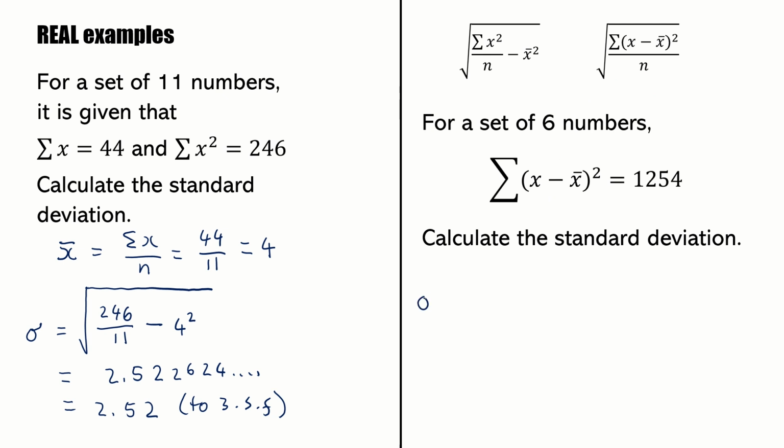So actually it's going to be quicker this time, because all we've got to do to calculate the standard deviation is do sigma of x take away x bar all squared, which was 1254, divided by n, which this time is the number 6, because we've been told there were 6 numbers in the data set, and then we've got to square root all of that. If we type that into a calculator, you will get a final answer of 14.5 to 3 significant figures.